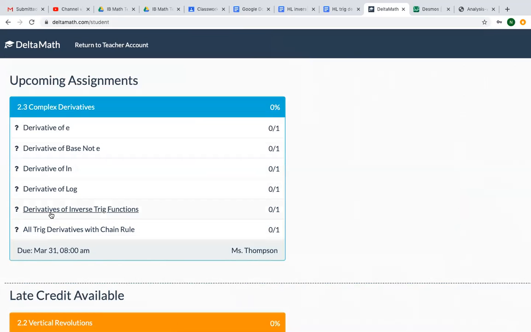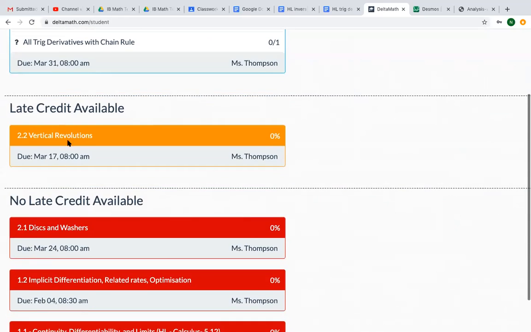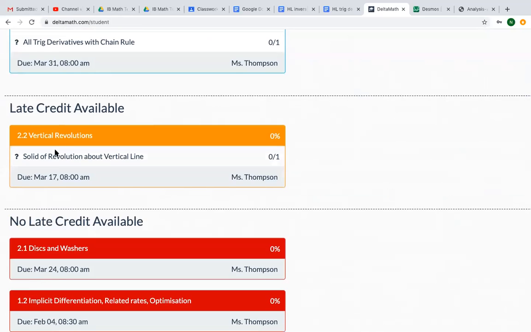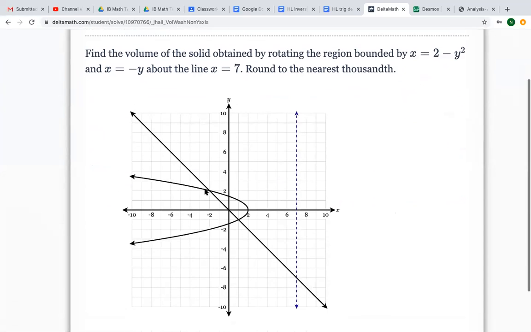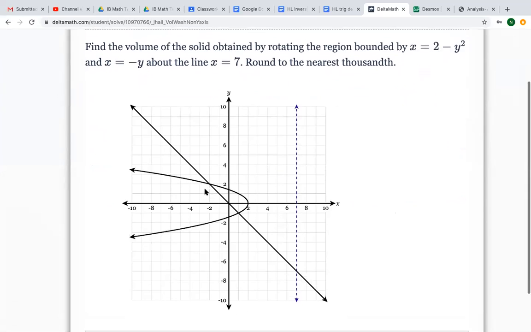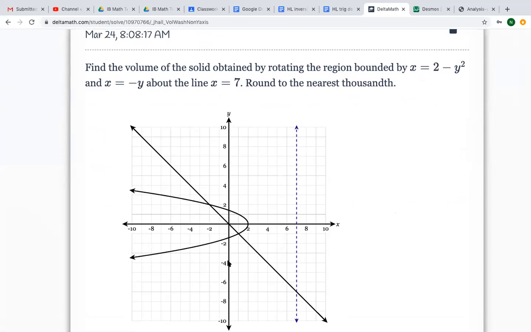Okay, so I can add the disks and washers in a second too. So revolution's about a vertical line. They're wanting us to find this region here between these two. Do you guys see where my mouse is moving? Okay, so that region, if we took it and rotated it in a circle around this vertical line.